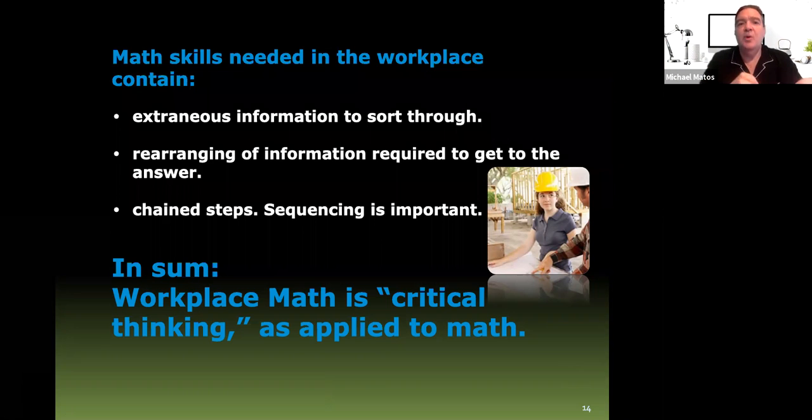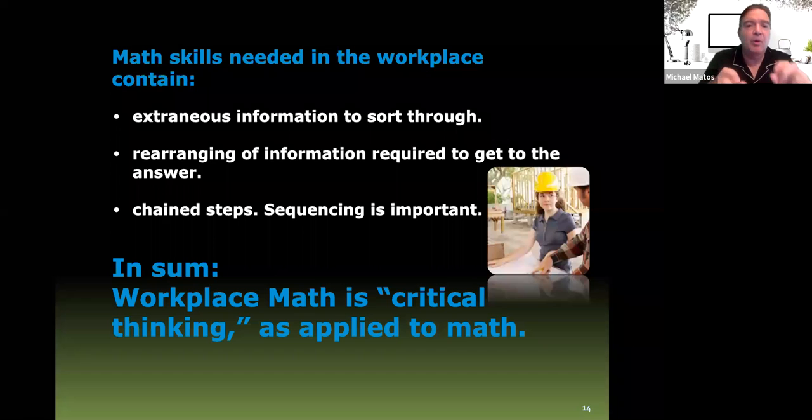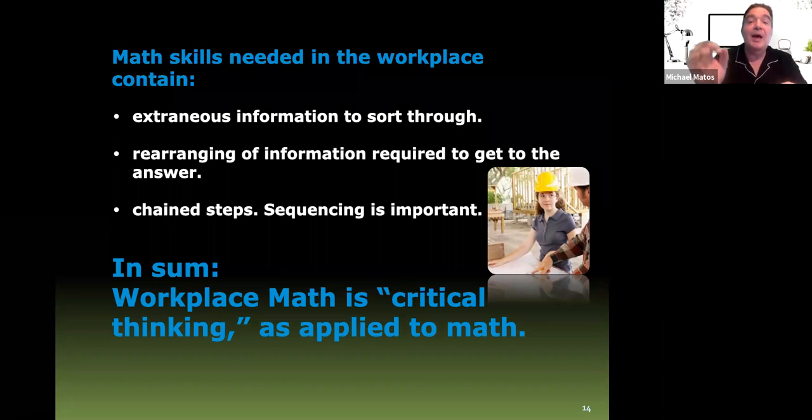Rearranging of information is required to get to the answer. So how can I rearrange this? How can I chain these steps or form a sequence? That's why sequence is such an important skill in math as well. So in sum, workplace math is critical thinking as applied to math.